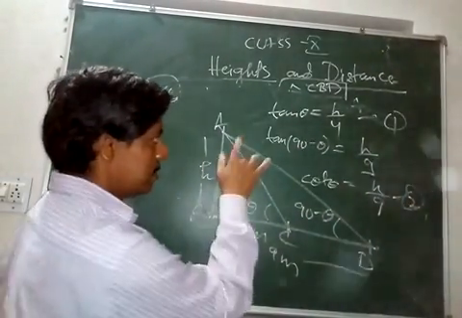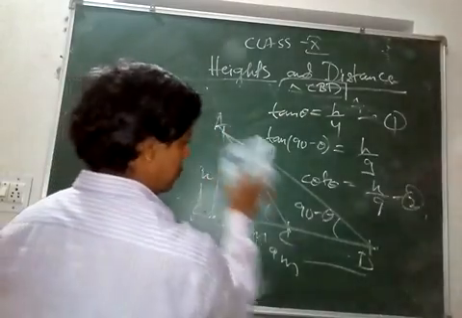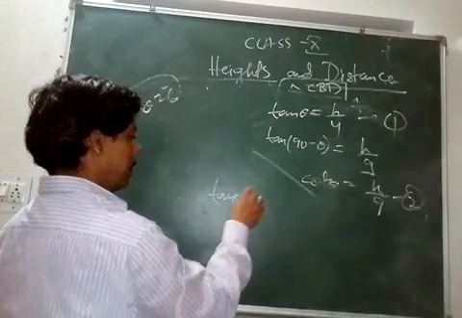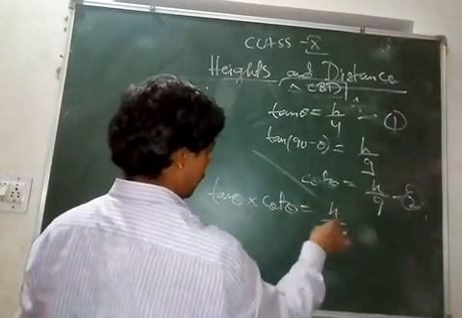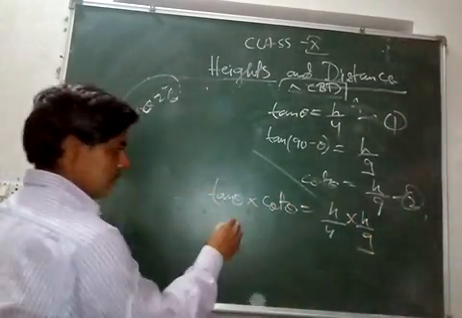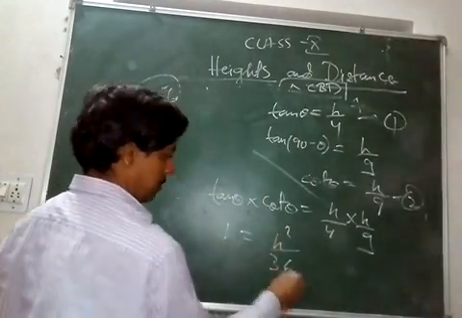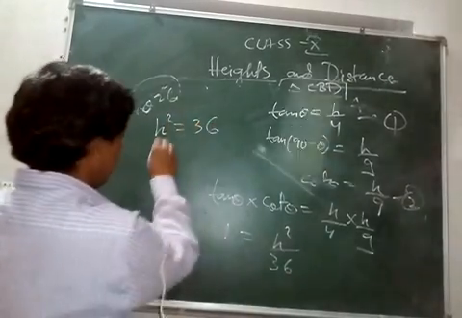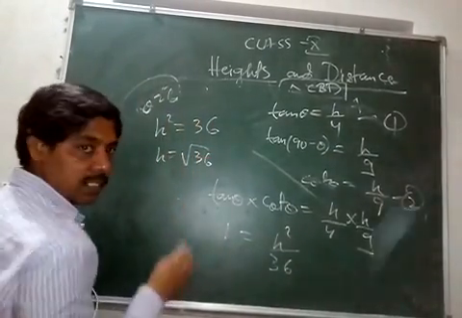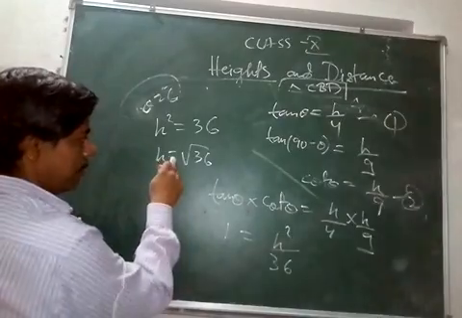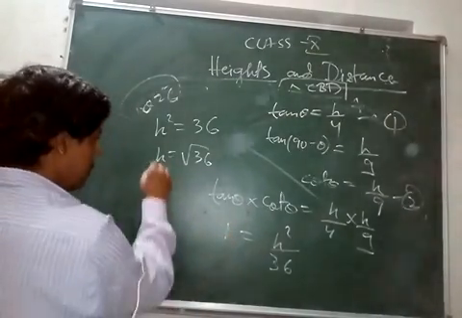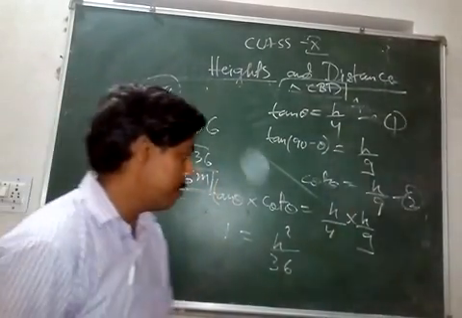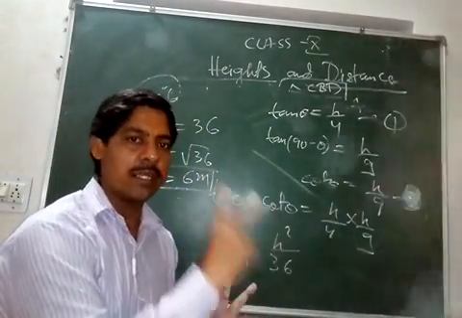What you will get is tan into cot is 1. So you will get tan theta multiplied by cot theta is equal to h upon 4 multiplied by h upon 9. This is 1 and this is h square upon 36. So now h square is equal to 36. So h is equal to root 36. Root 36 positive, because we cannot take minus root 36 as height cannot be negative. So h is equal to 6 meters. So the height of the tower is 6 meters. That's what we have proved just by using tan theta into cot theta is equal to 1.